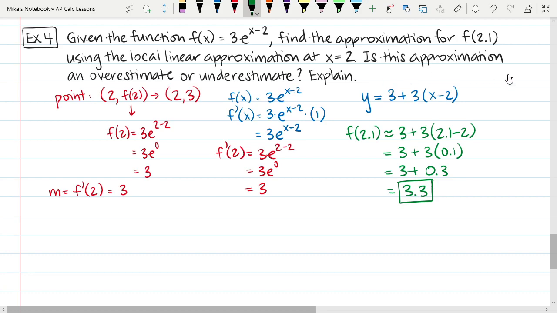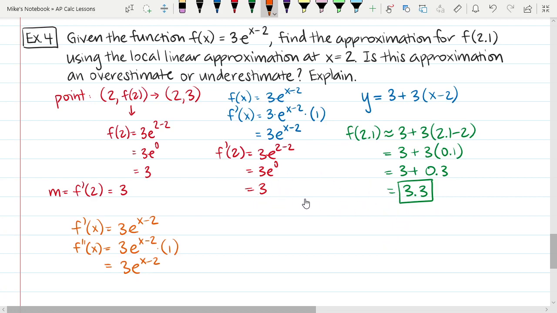Okay, now finally it says, is this approximation an overestimate or an underestimate? We still need to determine that the same way, which is looking at concavity. So remember, if we're looking at the equations, we determine concavity from the second derivative. Well, we already know that the first derivative is 3e to the x minus 2. So that means the second derivative is the derivative of that, which is 3 times e to the u times the derivative of u, which again gives us the exact same function. So remember, we need to know what the concavity is at these values or on that interval.